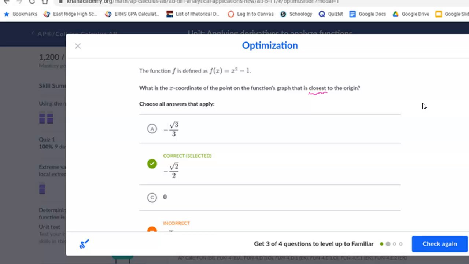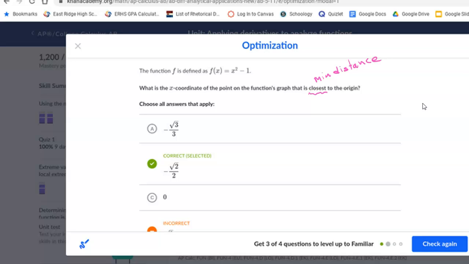So the word closest is going to refer to minimum. Does anybody know what we're trying to find the minimum of? The word closest is the key word. What are we trying to find a minimum of? This is for anybody. You can either say it aloud or type it in. I was hoping somebody would know this answer. Minimum what? Perfect. So the word closest is 100% inferring minimum distance.